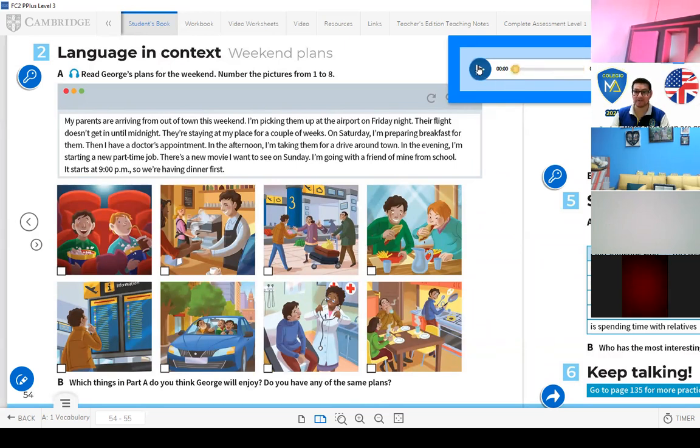Okay, one more time. Listen and read. Page 54, Exercise 2. Language in context.